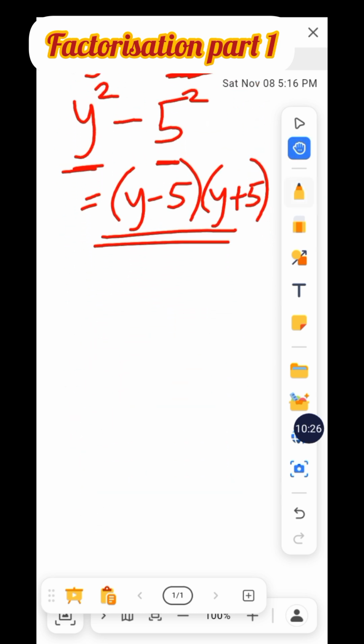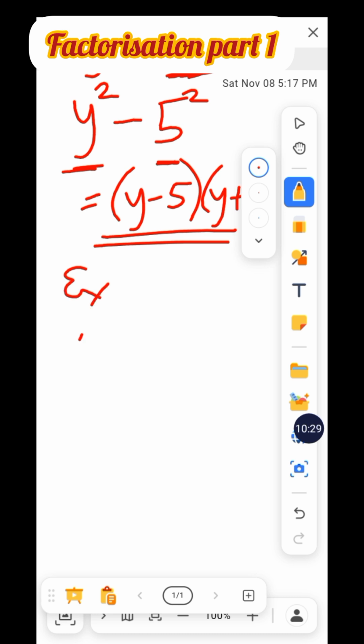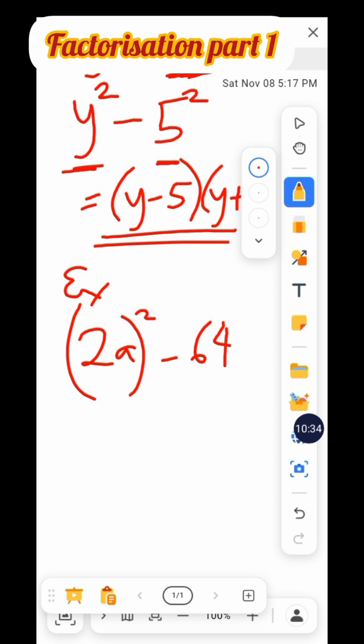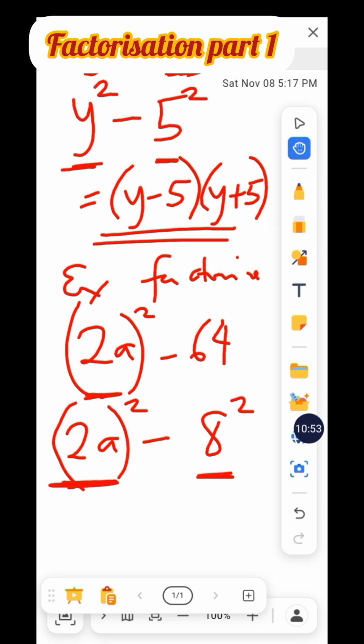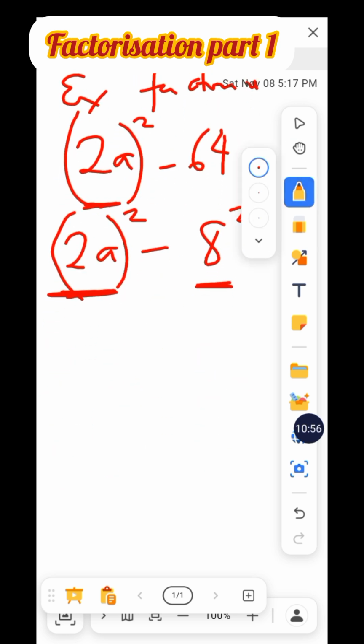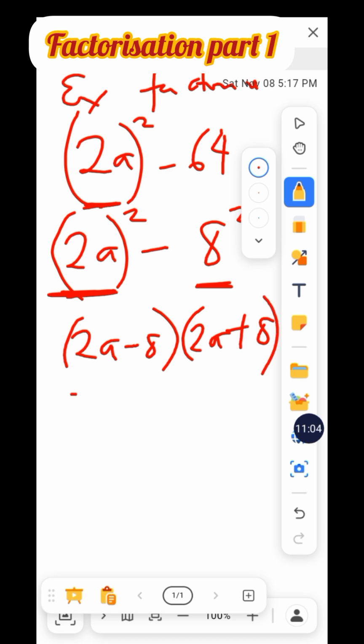Okay, let us do one more example before we call it a day. If you have 2a squared minus 64, you are asked to factorize this. So how do you go about it? Don't forget that this entity already has a square, but our 64 does not have a square. So you can do something like this. 64 can be written as 8 squared, and both already have a square. 2a has a square, 8 has a square. So following the rules of difference of two squares, we can have it as 2a minus 8 into brackets 2a plus 8, and that answers the question.